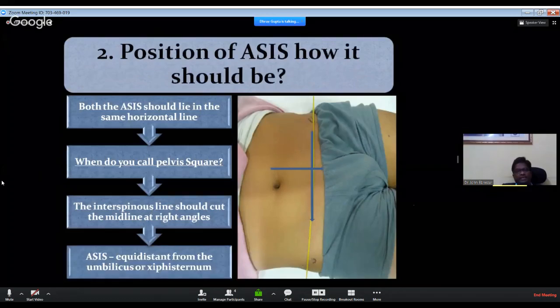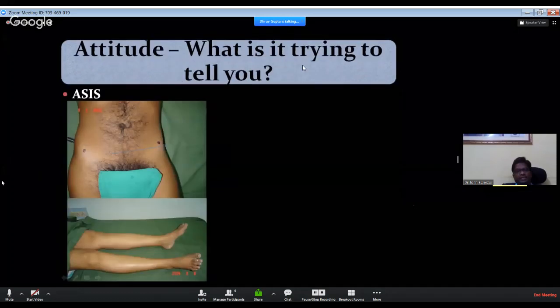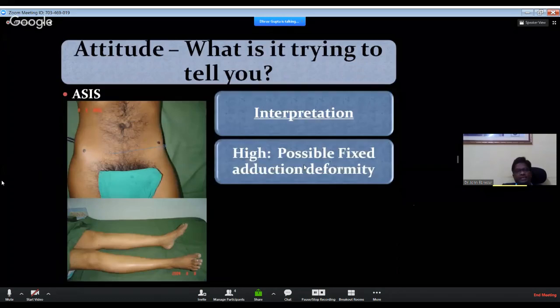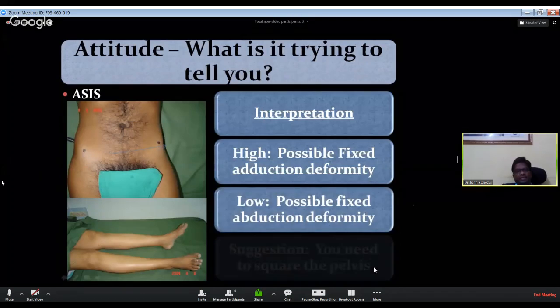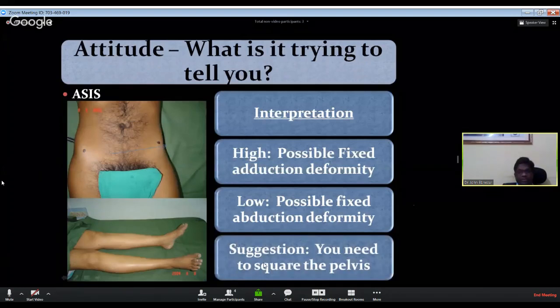I'll repeat this again. When do you call the pelvis square? When the interspinous line cuts the midline at right angles and the ASIS attitude is level. If the ASIS is high, what is it trying to tell you? That there could be a possibility of fixed adduction deformity. If it is low, then it could be a possibility of fixed abduction deformity. When you find this, that means you need to square the pelvis. Simple. Understand? If the pelvis is not square, you have to square it. So before squaring, find out whether it is an adduction deformity or an abduction deformity, and then it helps you in squaring.